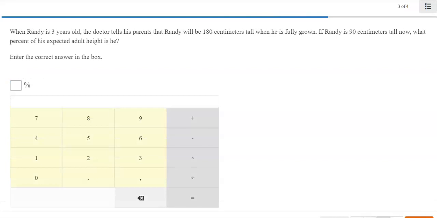Number 3, when Randy is 3 years old, the doctors tell his parents that Randy will be 180 centimeters tall when he's fully grown. If Randy is 90 centimeters tall, what percent of his expected adult height is he? So we're going to do 90 over 180.